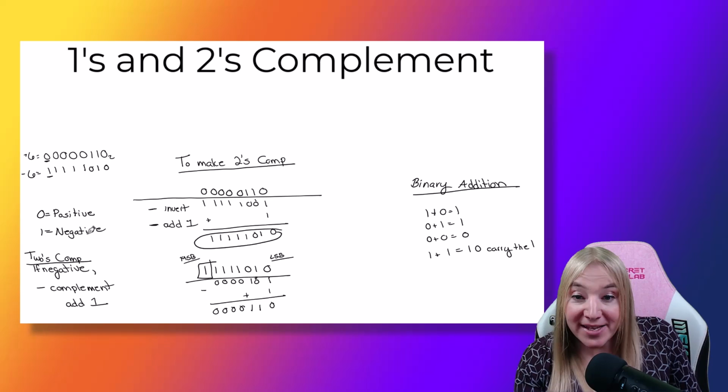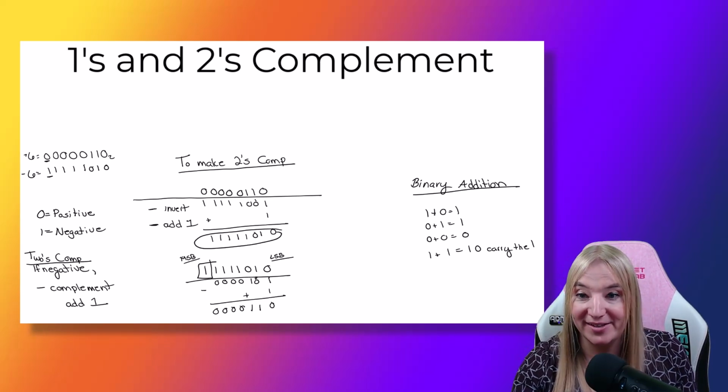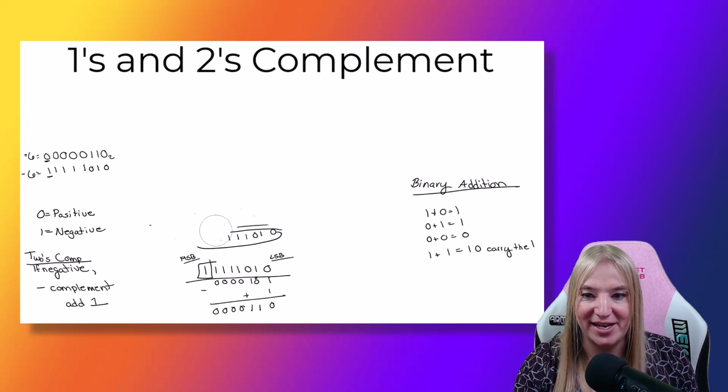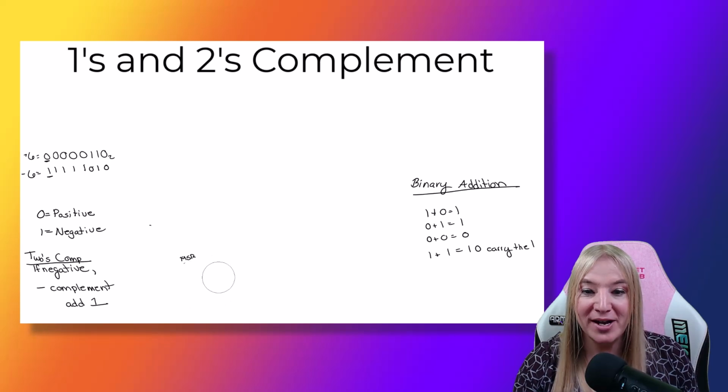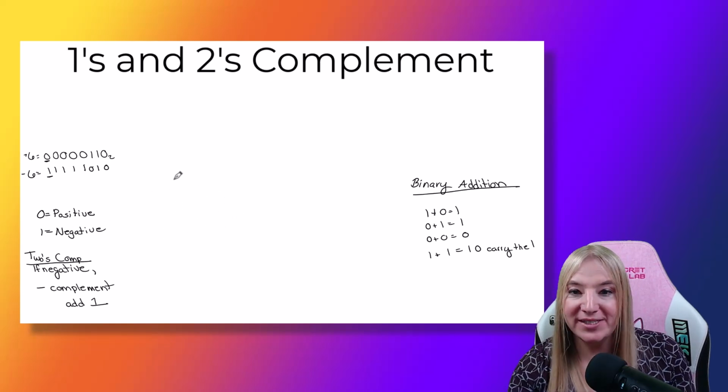Now this sounds like a lot. It sounds like a lot of math and things like that. But there is an advantage to this, and I'm going to show you right here. So we're going to take 2 numbers. I'm going to leave this up here. Let's do 8 and 5.